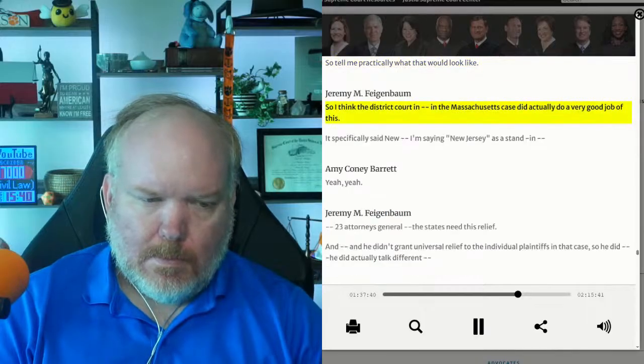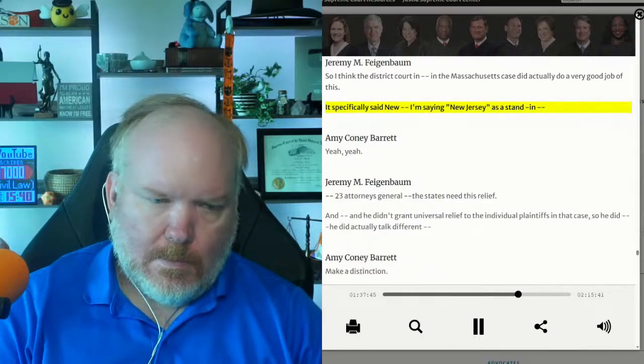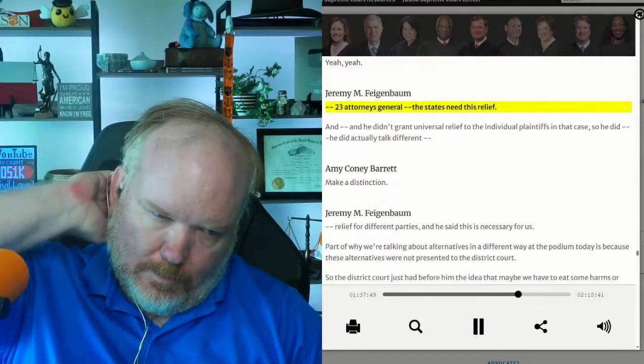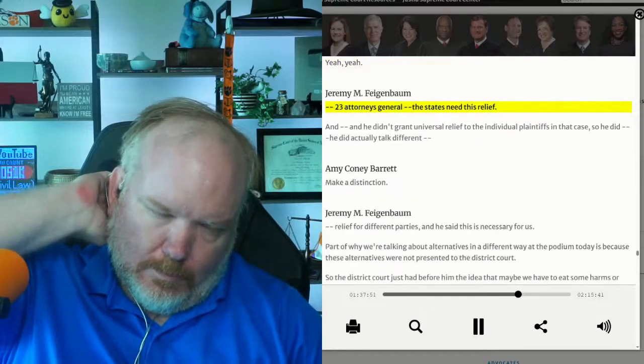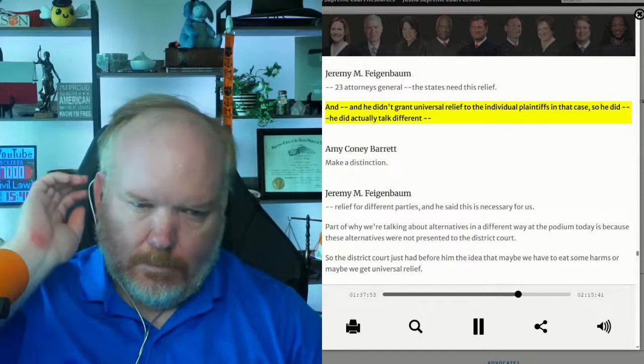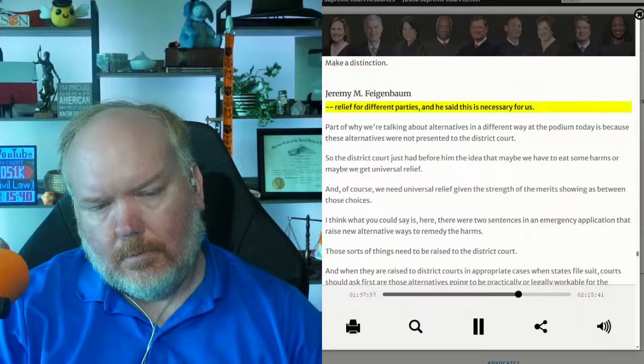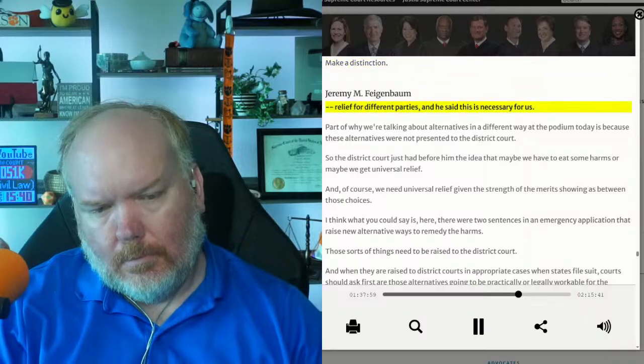So I think the district court in the Massachusetts case did actually do a very good job of this. It specifically said, I'm saying New Jersey is a stand-in, 23 Attorney General. Yeah. The states need this relief. And he didn't grant universal relief to the individual plaintiffs in that case. So he did actually craft different relief for different parties. And he said this is necessary for us.